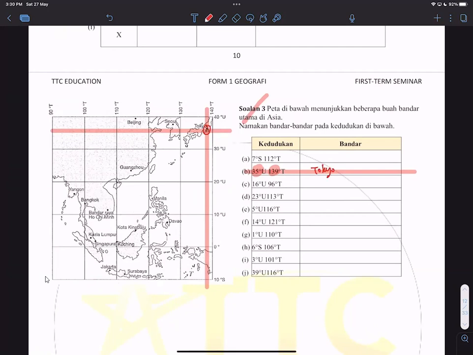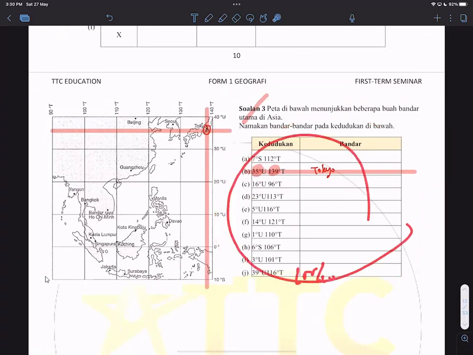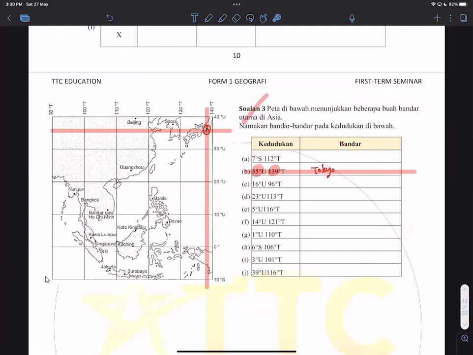So is it very tough? No, because a lot of students cannot read latitude and longitude. If you are able to read latitude and longitude, it is an easy mark for you. Just be careful on the questions and know the basics. Okay, done for bab 2.